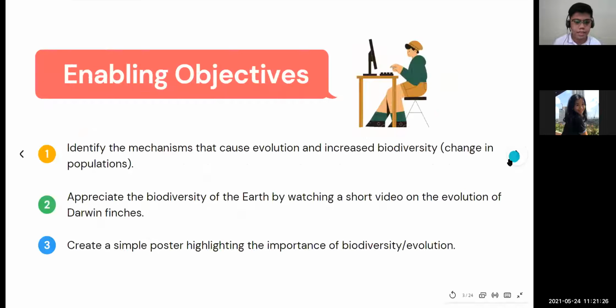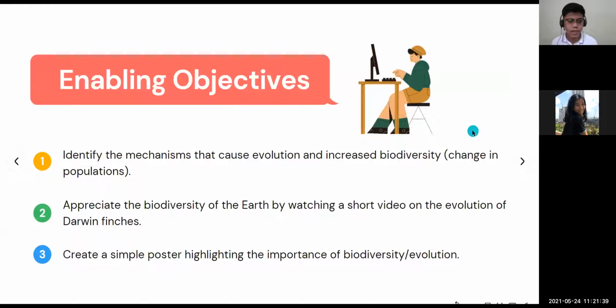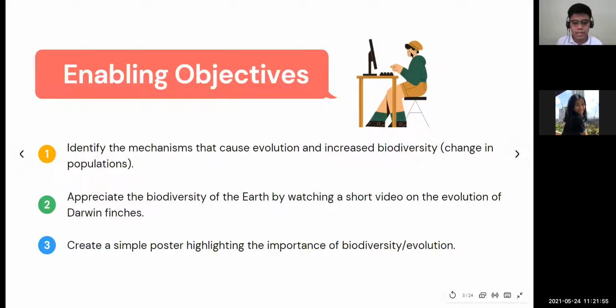Okay, so our enabling objectives for today, number one, is to identify the mechanisms that cause evolution and increased biodiversity. So the changes in population that occur in nature, we need to identify those because they are the ones that will cause the eventual evolution of that population as well as overall increased biodiversity on our planet. Okay, so new species equals increased biodiversity.